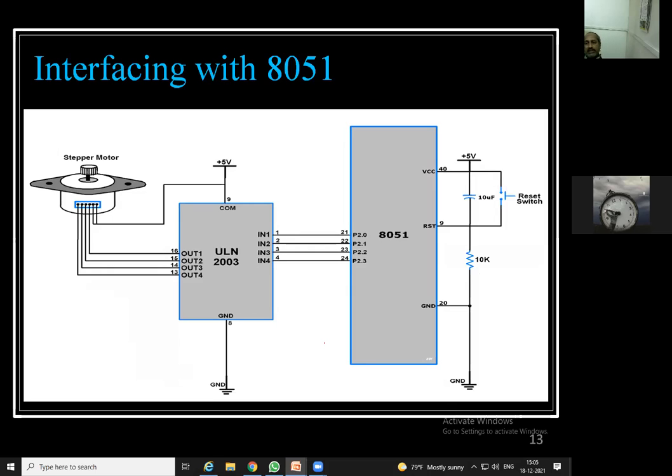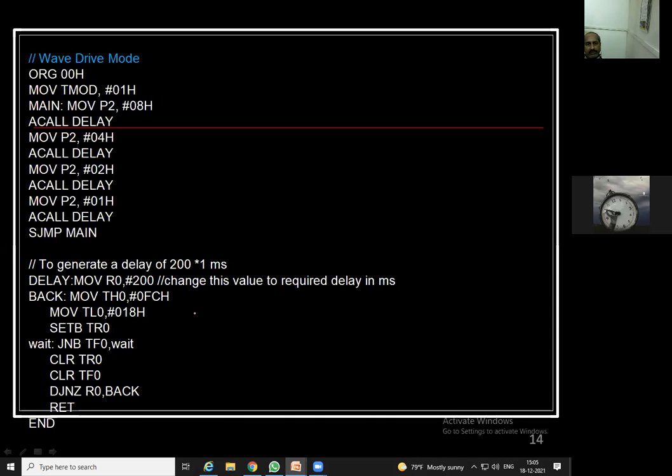As shown in this, this is tentative. This is not exactly the diagram, but the pinout is important here: which pin is used for VCC, or which pin is for interfacing with the 8051. I think the next diagram is also here, and the code is also there.